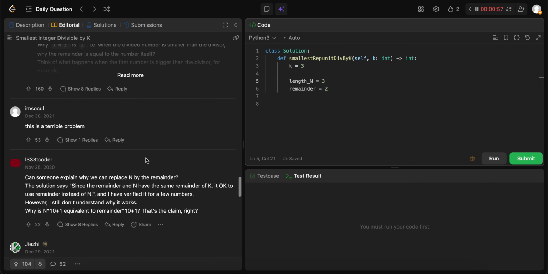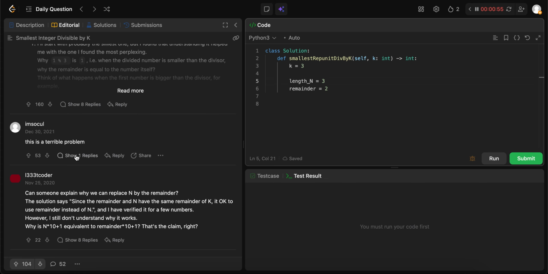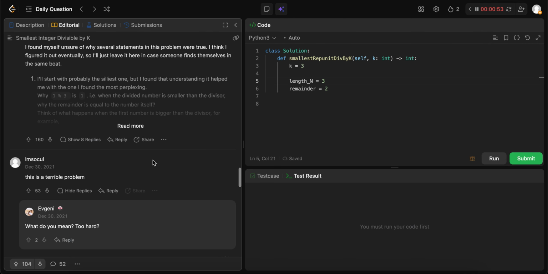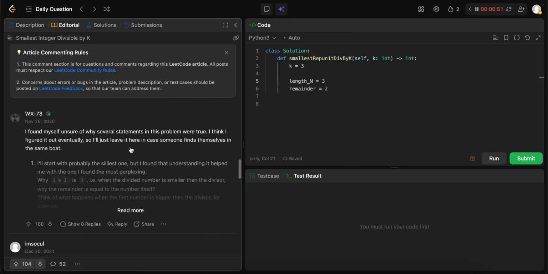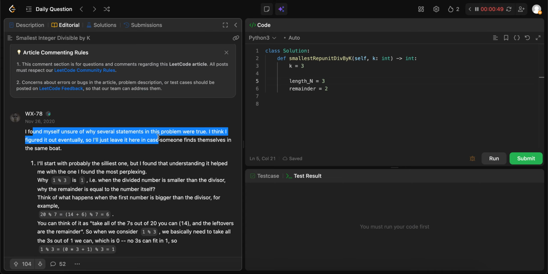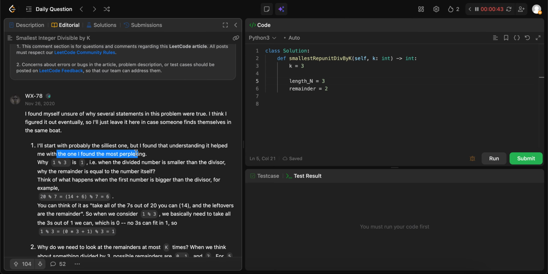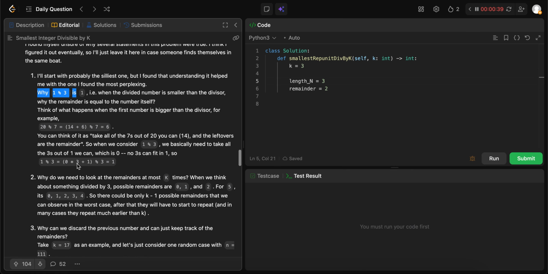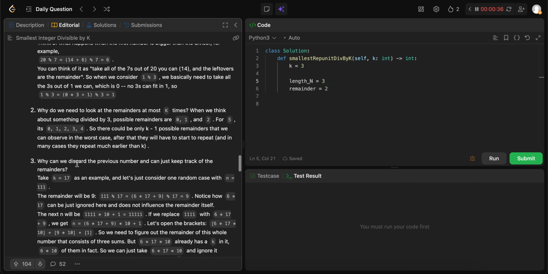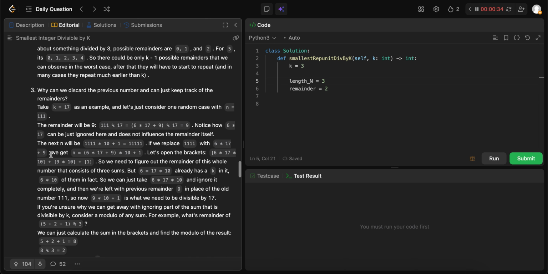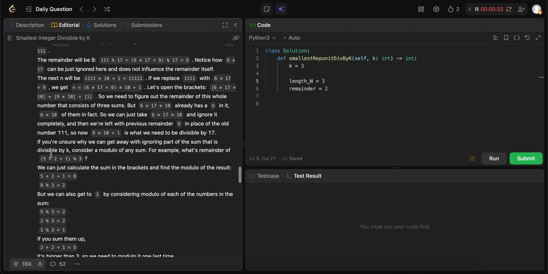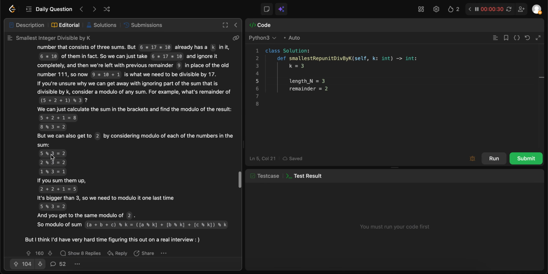Maybe someone in the discussion will help me. Ah, yes, I concur. Yep, it's too hard. Myself unsure why so is. I think I figure out eventually. So just see here. Okay.